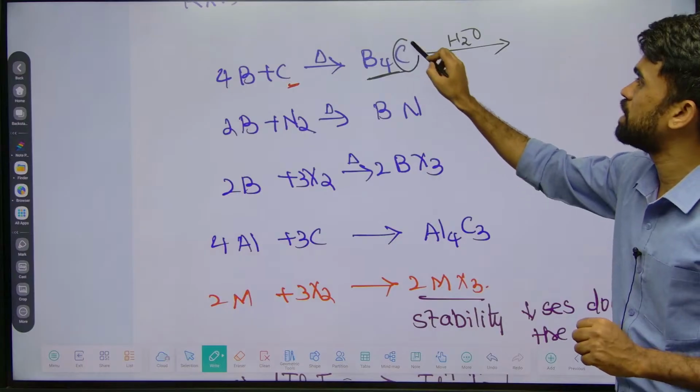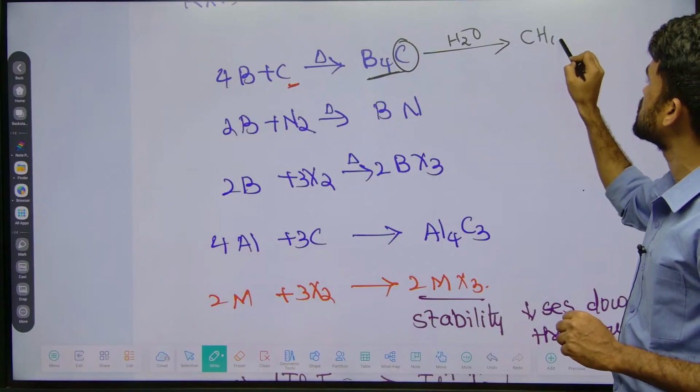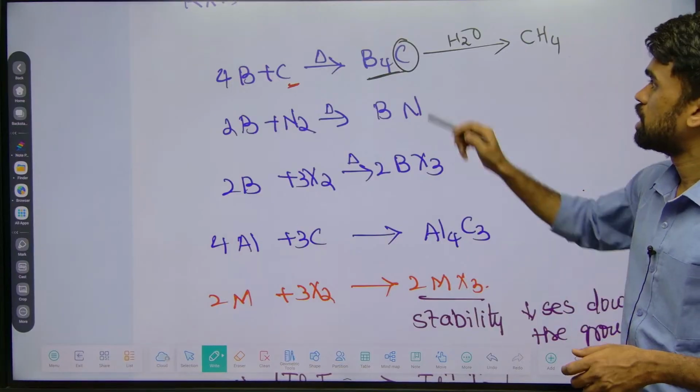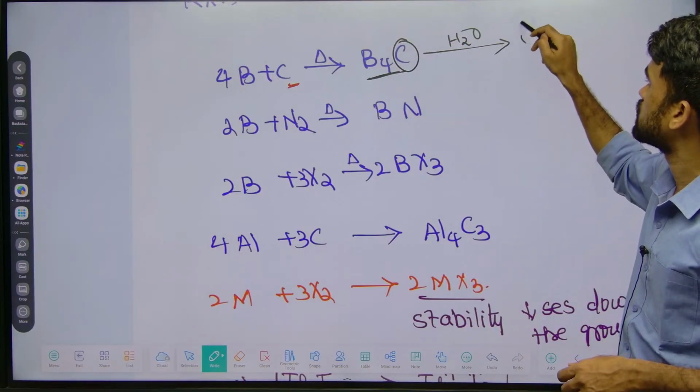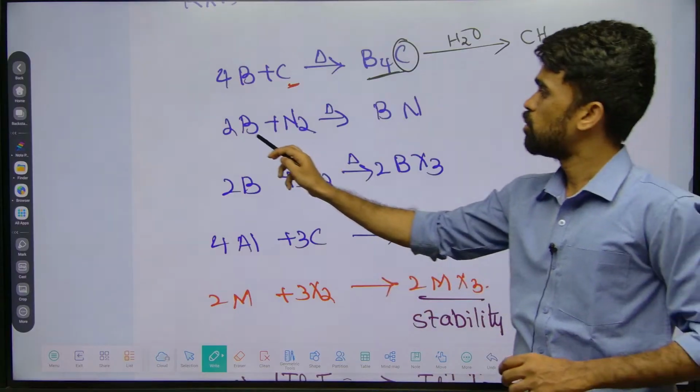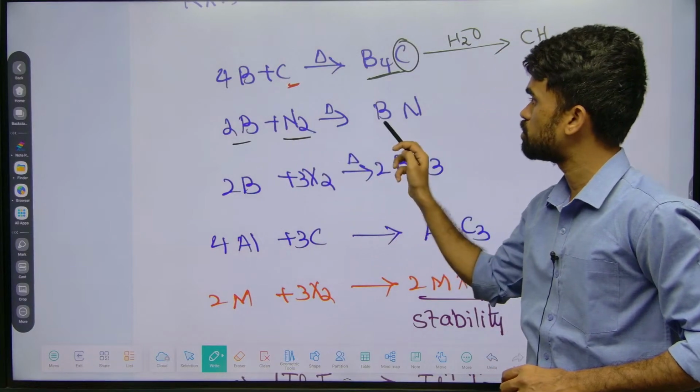So it releases methane gas. So boron converts into boric acid, like H3BO3. But they will ask what is the gas released? Methane gas, remember. Next, boron upon reacting with nitrogen forms boron nitrides.